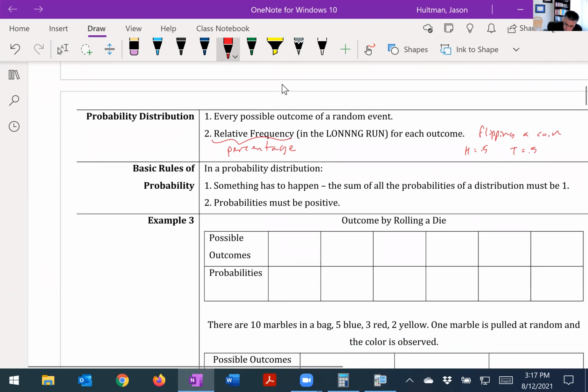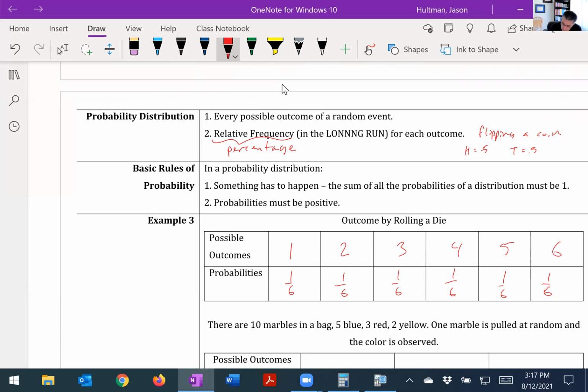Okay, so let's look at the possible outcomes for rolling a die. The possible outcomes we saw were getting a 1, a 2, a 3, a 4, a 5, or a 6. What are the probabilities? Well, it's 1 out of 6, 1 out of 6, 1 out of 6, 1 out of 6, 1 out of 6, 1 out of 6. This is the distribution for all possible outcomes.